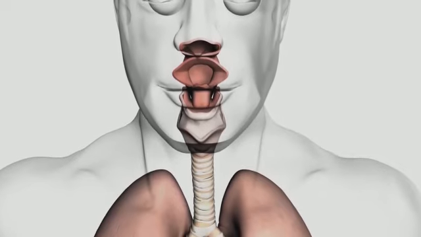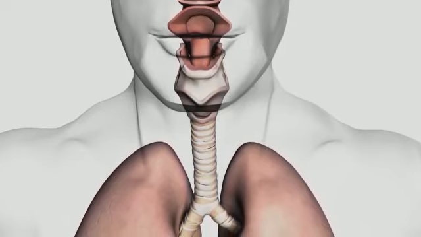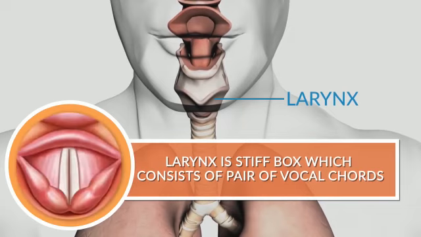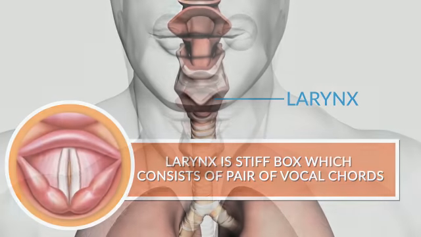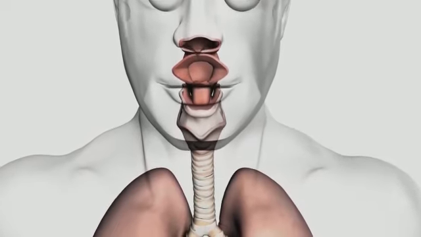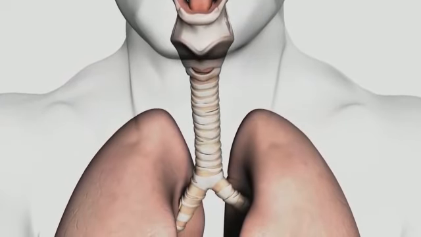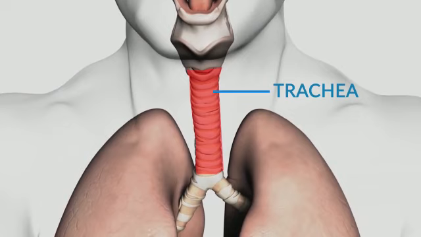From the pharynx, air enters into the larynx. The larynx is a stiff box which consists of a pair of vocal cords. These vocal cords vibrate when air enters inside and produce sound. From the larynx, air enters into a structure called the trachea, which is also called the windpipe.